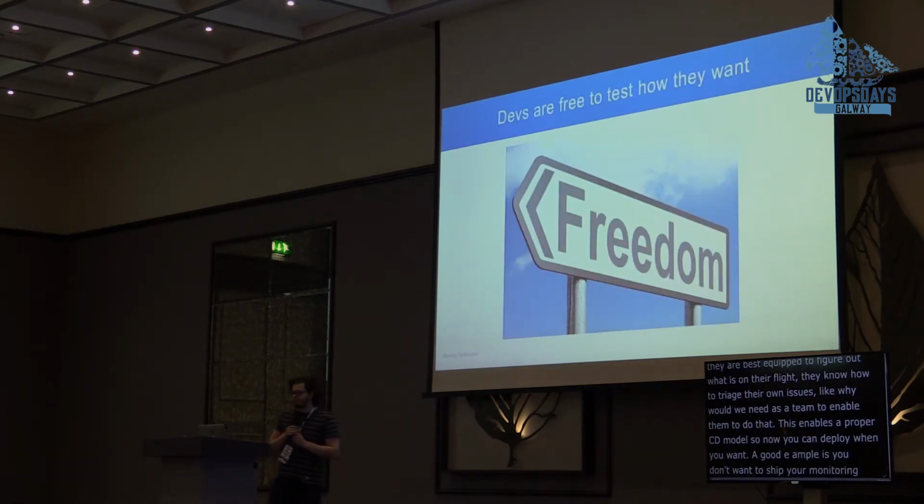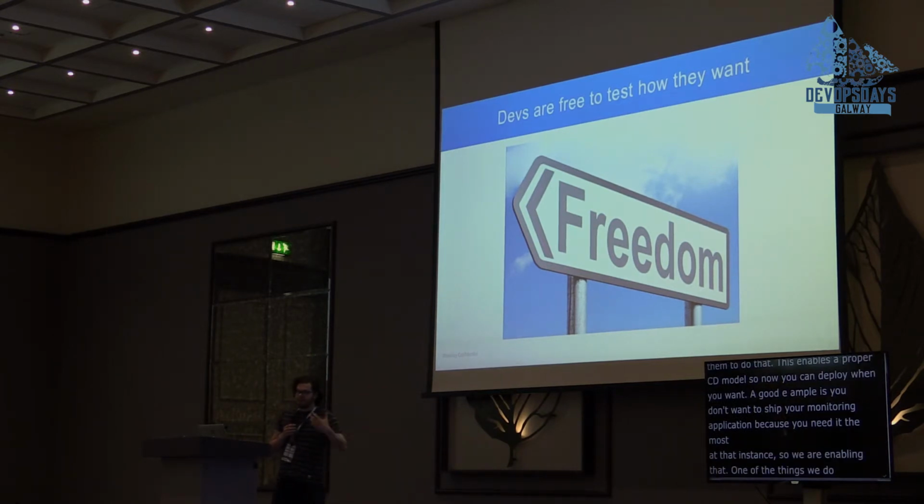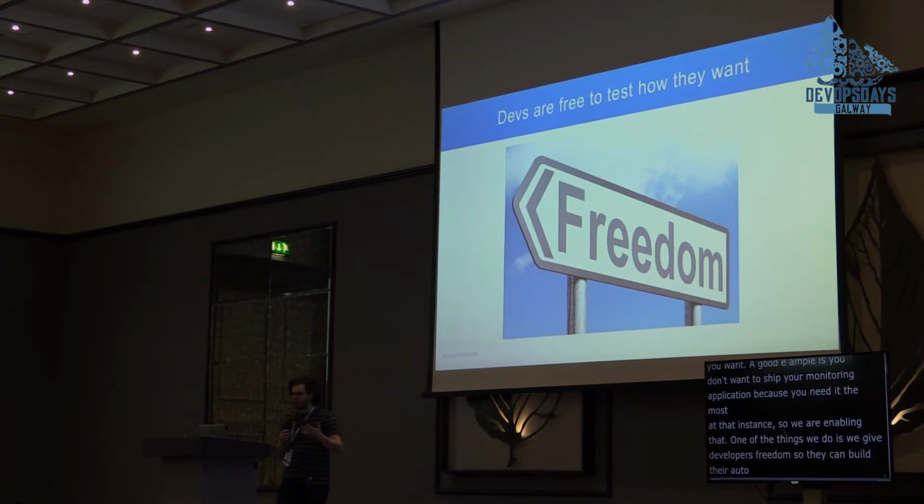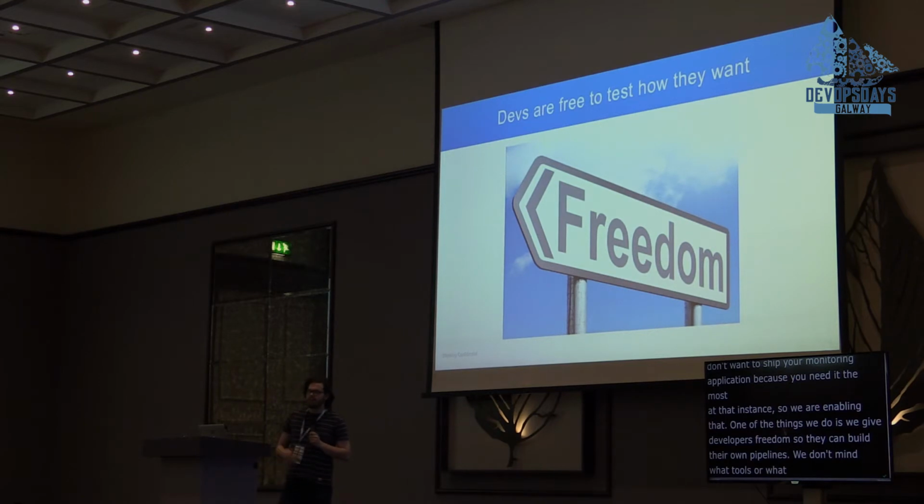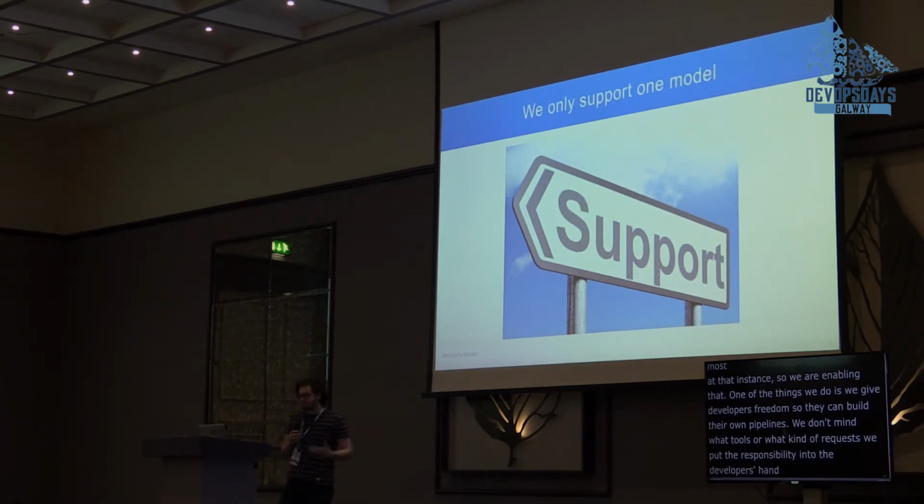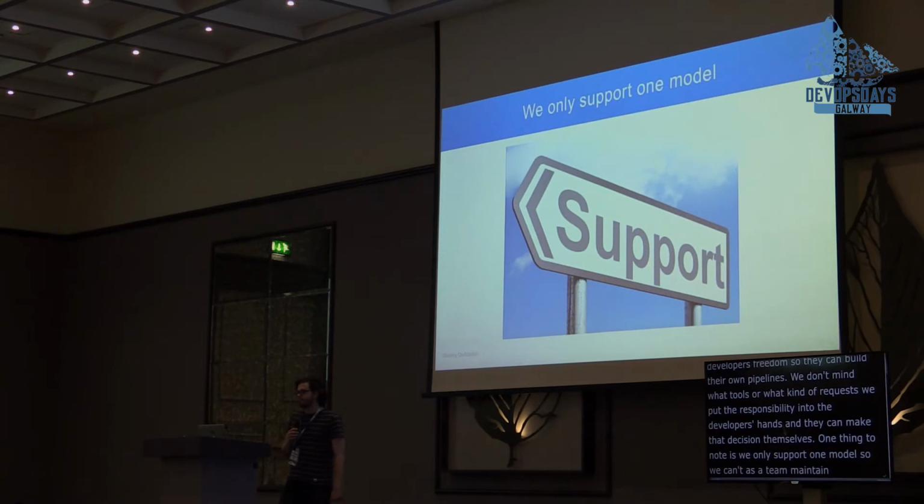So we're enabling that. One of the things we do is we give test developers freedom. They can build their own pipelines. We don't really mind what tools or what kind of tests. We put the responsibility into the developers' hands, and they can make that decision themselves. But one thing to note is that we only support one model, so we as a team can't build and maintain all of these pipelines for all of these teams. So we just say, hey, you can do it, but we support one model, and that model is the one that we say is the right way.